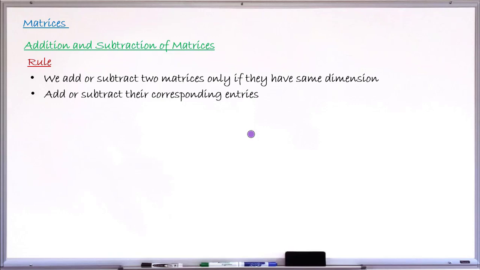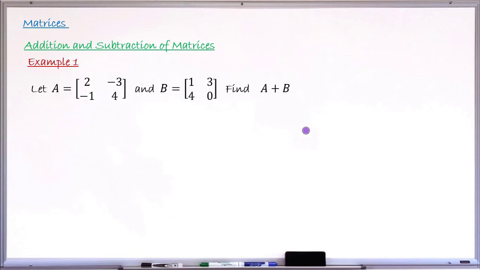Let's just move and take examples. Example number 1: let matrix A have the elements 2, minus 3 in the first row, minus 1 and 4 in the second row, and another matrix B with 1 and 3 in the first row, 4 and 0 in the second row. The question asked is to find A plus B, that is matrix A plus matrix B.